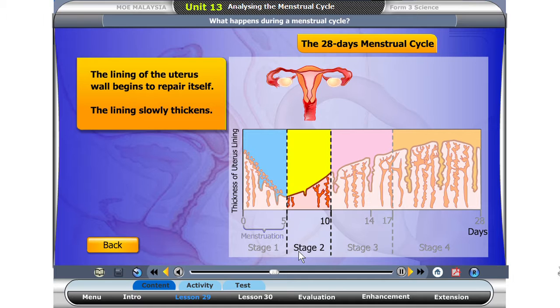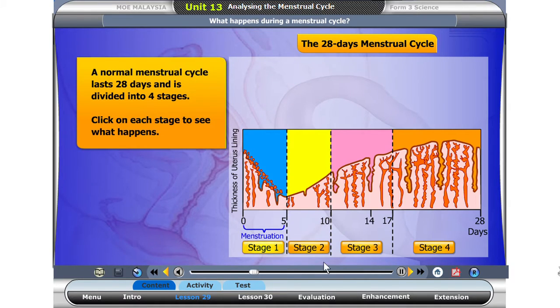Stage 2 is the stage after menstruation. After menstruation, the lining of the uterus wall begins to repair itself. The lining slowly thickens. Stage 2 normally lasts from day 6 to day 10. Click on the back button.